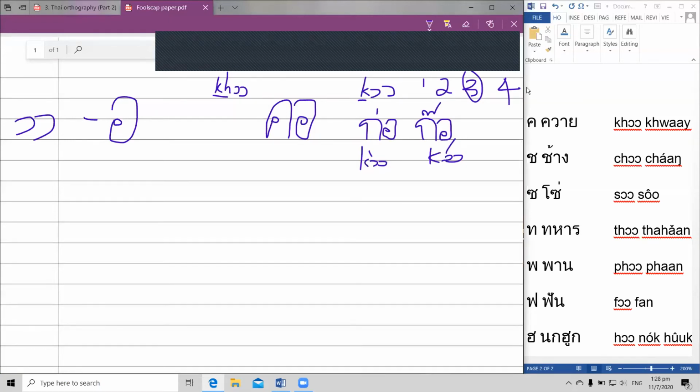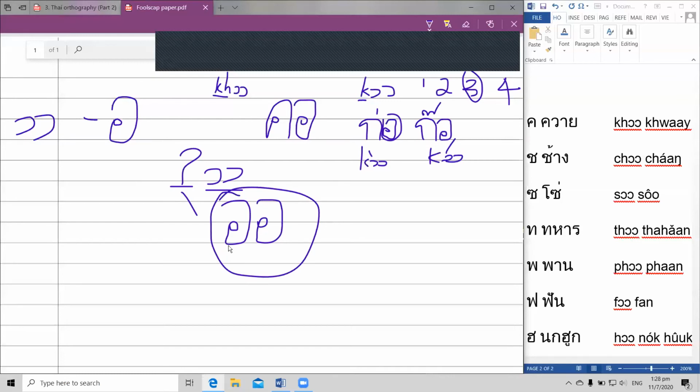This is the vowel o. If I have this, what about this? If I have this, I have the glottal stop, correct? So glottal stop is like that. And next, I have the vowel o also. So this thing is pronounced as o. This one is the consonant. This one is the vowel, okay? Because the vowel o is always written on the right of the consonant.